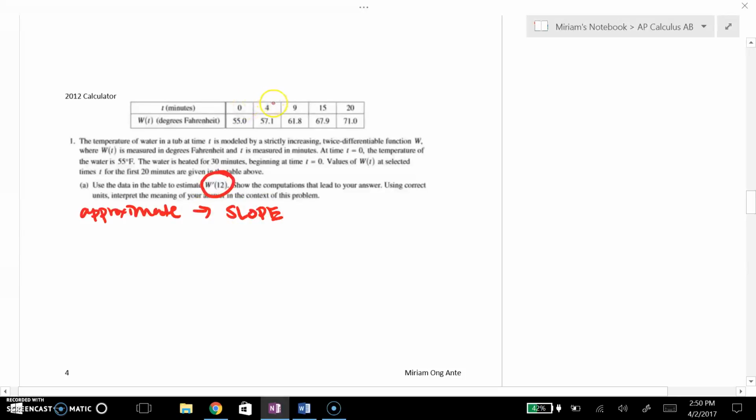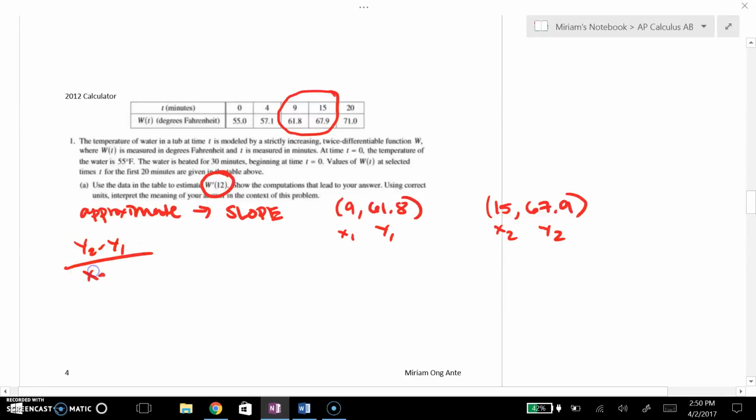So 0 to 4, nope. 4 to 9, nope. 9 to 15, yes. So we're going to do (9, 61.8) and (15, 67.9). Again, that's x1, y1, x2, y2. Please use your formula appropriately. And then in the end, remember to put the units. It's very simple. The top is degrees Fahrenheit. The bottom is minutes. So you should have your number with degrees Fahrenheit per minute as the unit. You can do this.